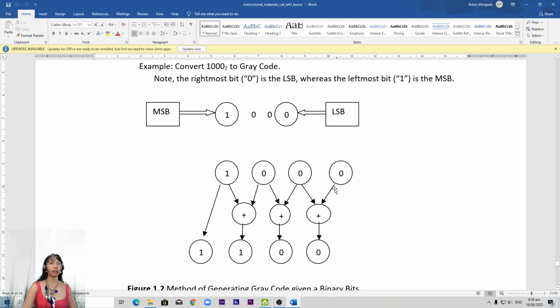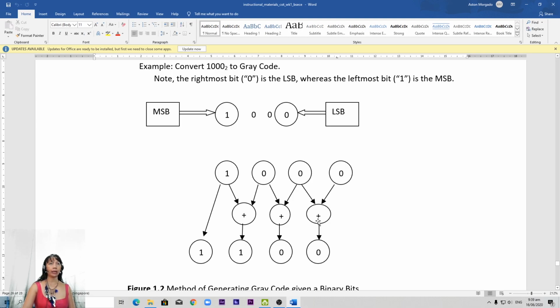Okay, so we have 0 XOR 0. The thing with XOR is that it generates an output of 0 if both inputs are equal. So let's say both 0, the output is 0. If the inputs are both 1, the output is 0. If the inputs are different, so let's say 0 and 1, that's when it will generate an output of 1.